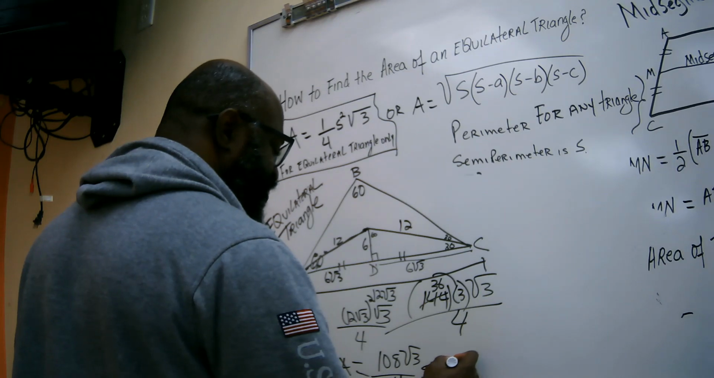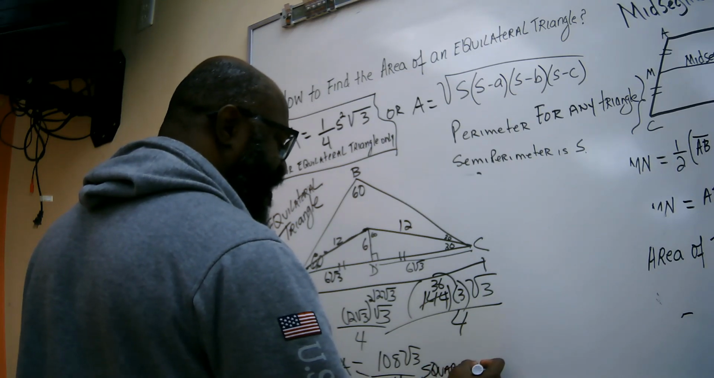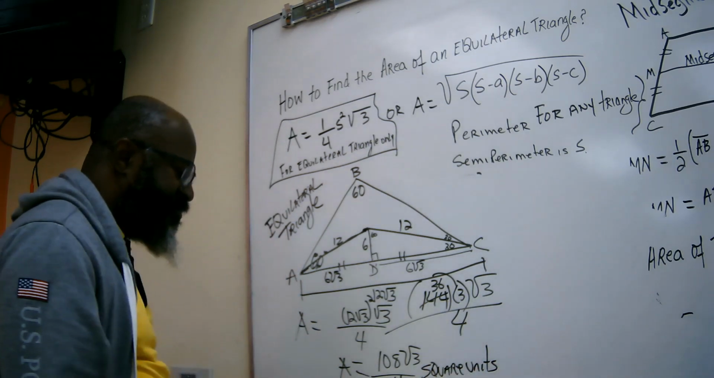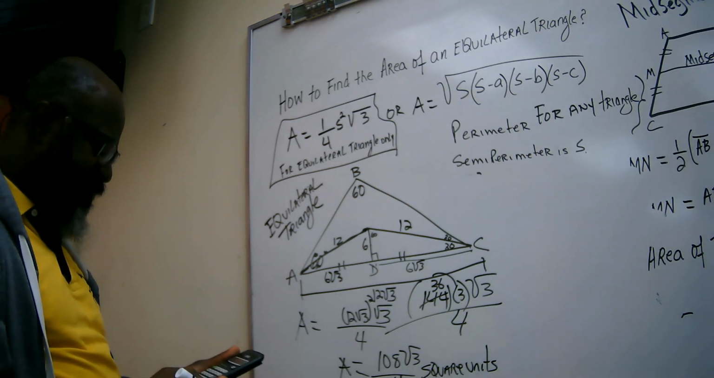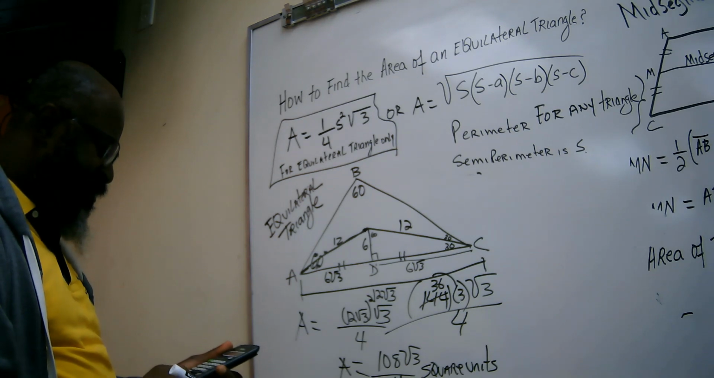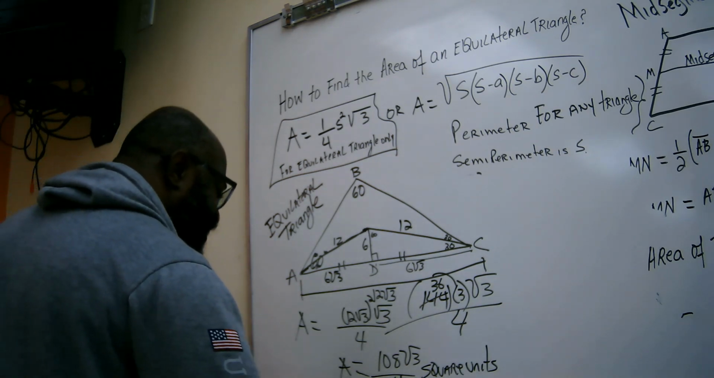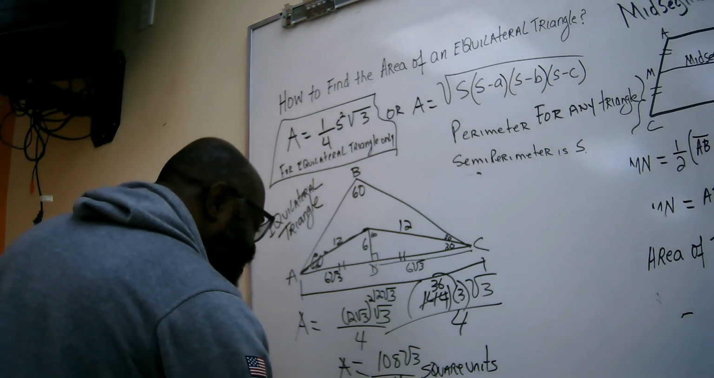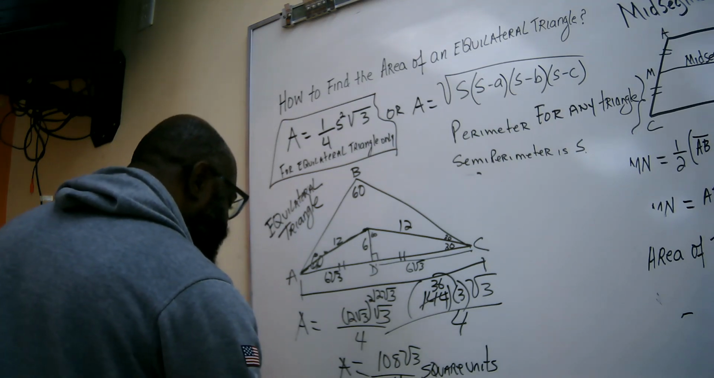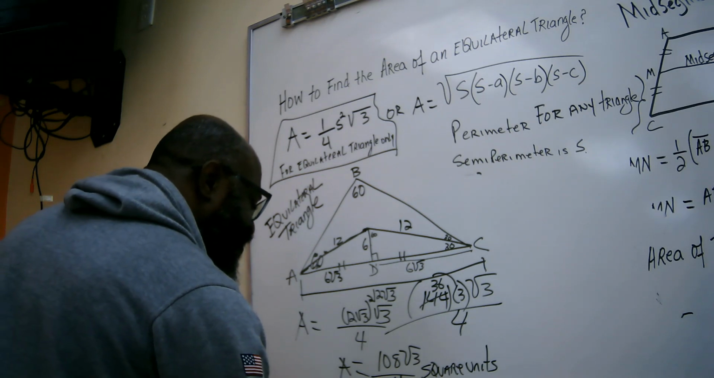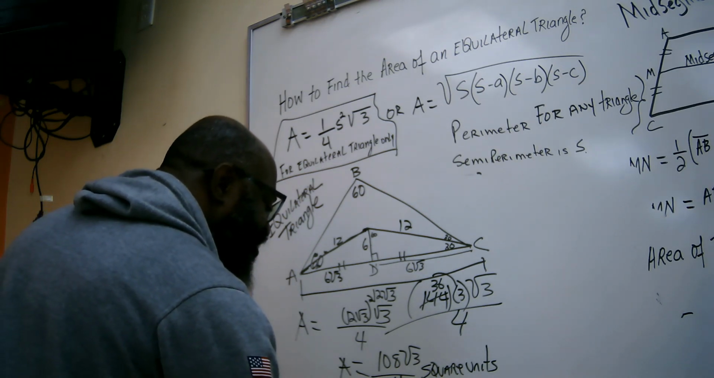And as always, you may have to round that. We're going to change that to decimal. Take 108 divided by 4, I'll give you 27. Actually, we get the answer that the answer is 27 square root of 3 square units. This is the best answer.